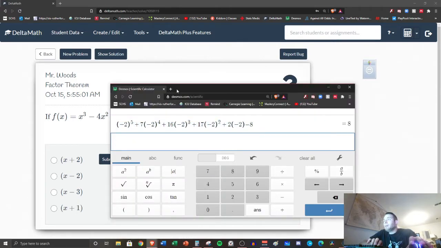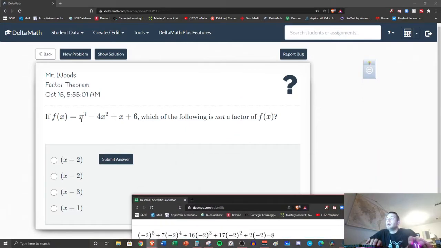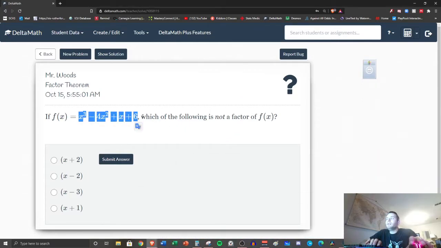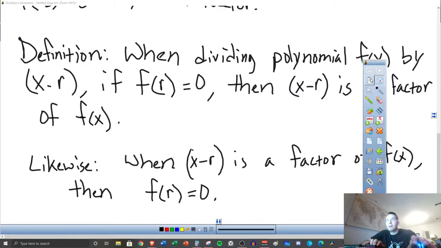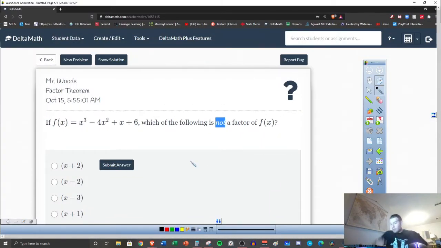We can always type in the first one. So here's what we're doing. Here's your polynomial, and it says which of the following is not, so this is important, not a factor. What does that mean we're looking for? Well, when I plug in the root, so here the 0 is, let me write out all the zeros for these. So we have -2, 2, 3, -1 as the zeros. We have to plug those into this equation.